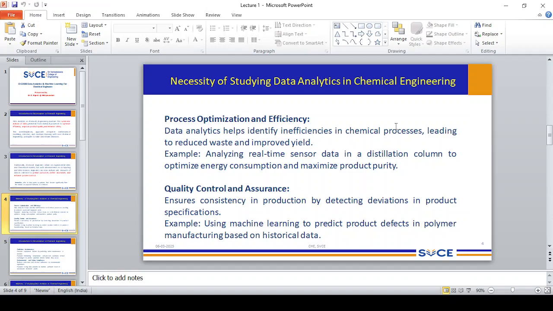Using machine learning to predict product defects in polymer manufacturing based on historical data. For data analytics, what we are talking about here is in terms of output: process variable variations or any other data which needs to be varied. So how does this affect the system? It ensures consistency in production by detecting deviation in product specification.